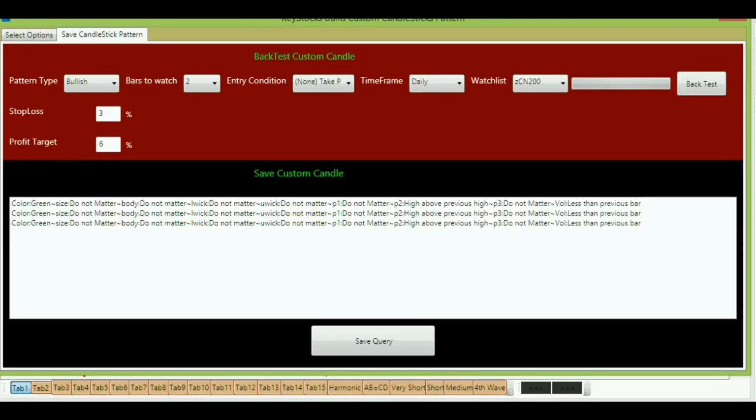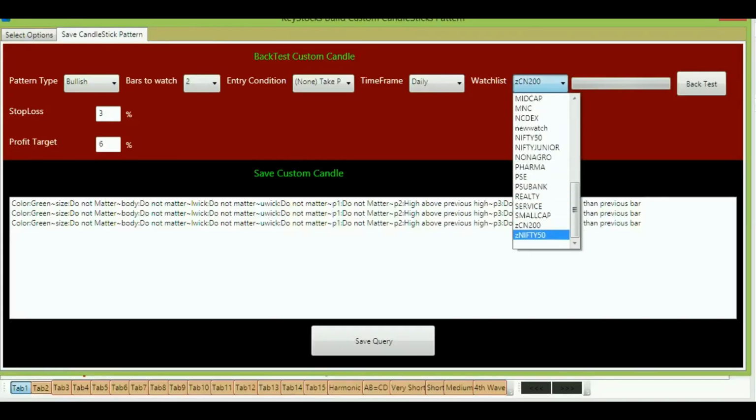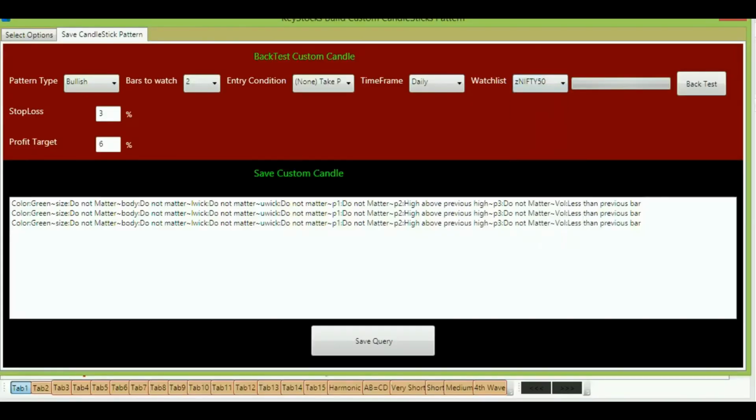Initially, back testing should be done on the smallest watch list, meaning the watch list which has the minimum number of stocks, as back testing may take lots of time, and if the pattern is found good, then we shall double check with a watch list which has a good number of stocks. Let's explore the back test options one by one.